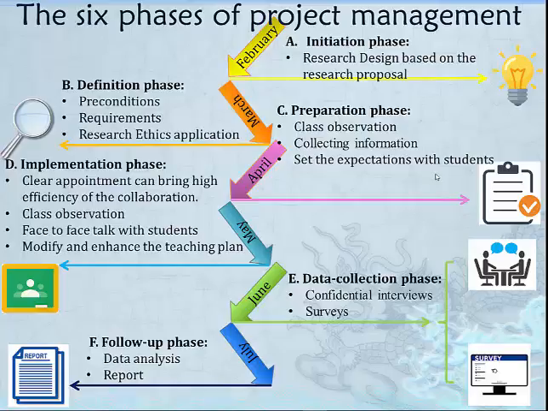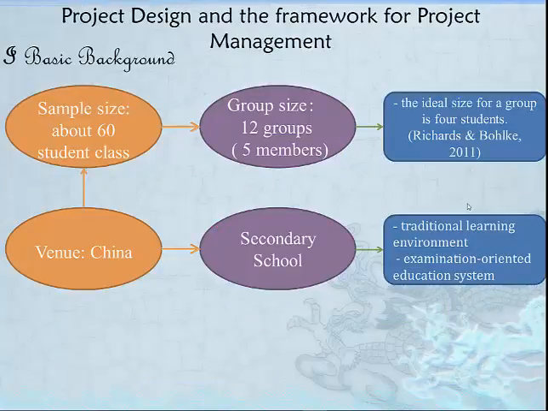Phases C, D and E are going to take place at a traditional Chinese secondary school. That means it has about 16 students, and we are going to divide them into 12 groups with 5 members each. The process incorporates project-based learning, design thinking, and 21st century skills.